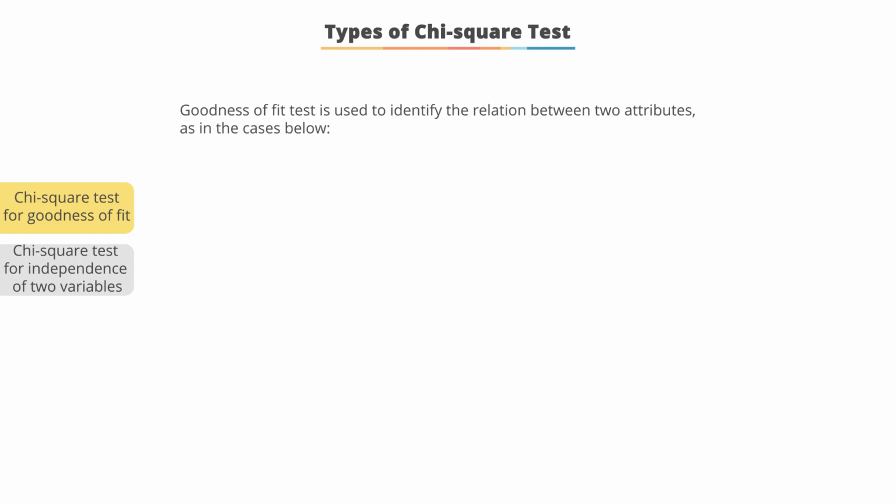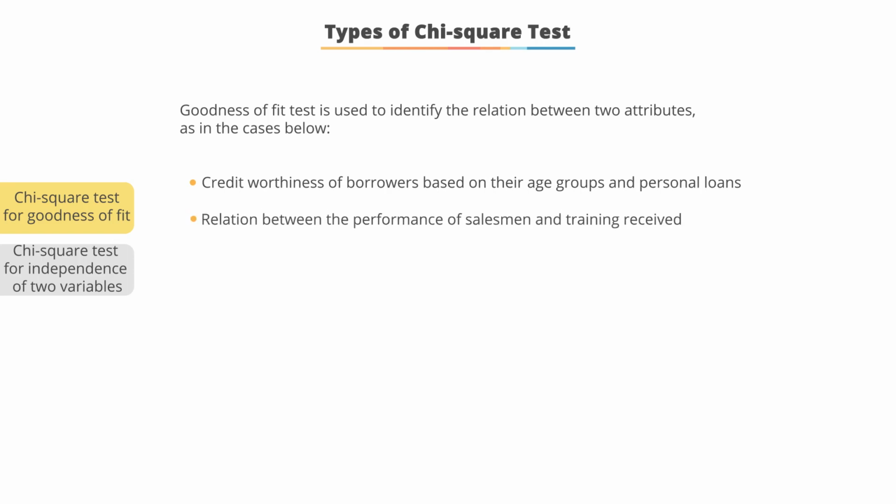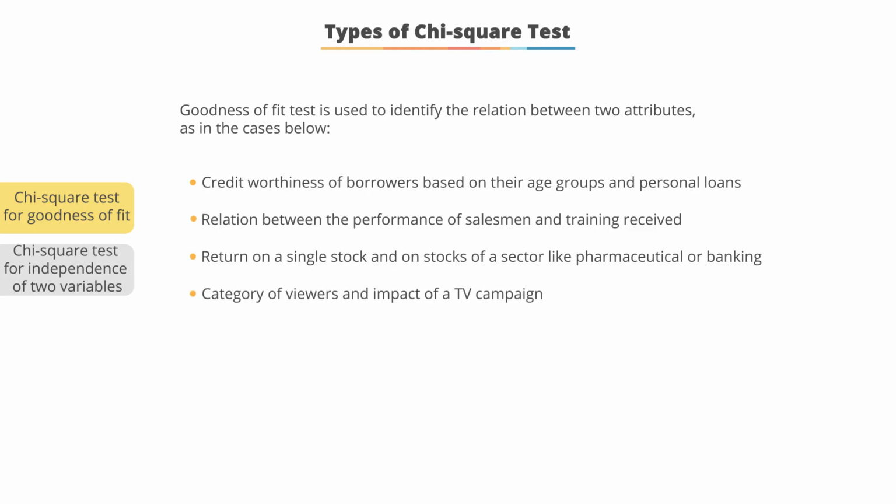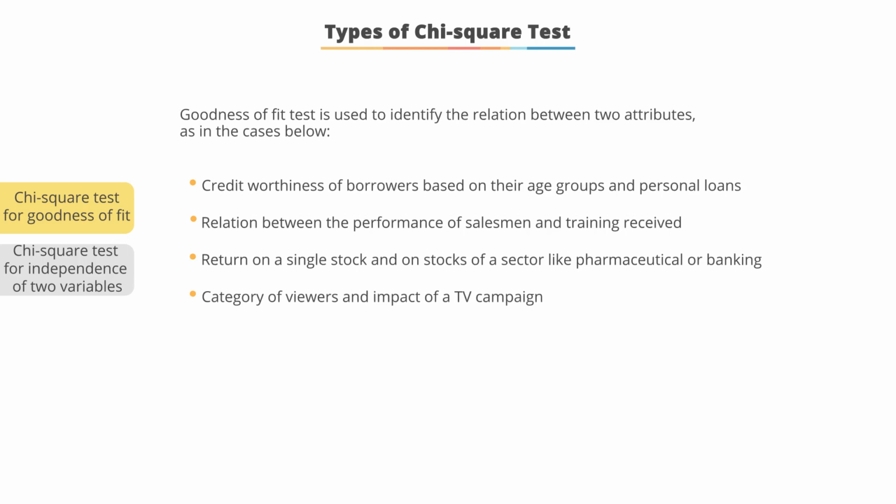And if we're using the goodness of fit to identify the relationship between two attributes, you can see a few examples below of how we often will use chi-squared in these cases. So we might want to look at the creditworthiness of borrowers based on their age group and personal loans. We might want to look at the relationship between the performance of salesmen and training received. We could look at the return on a single stock and on stocks of a sector like pharmaceuticals, banking, etc. Or looking at different categories of viewer types and the impact of TV campaigns on those different viewer types.